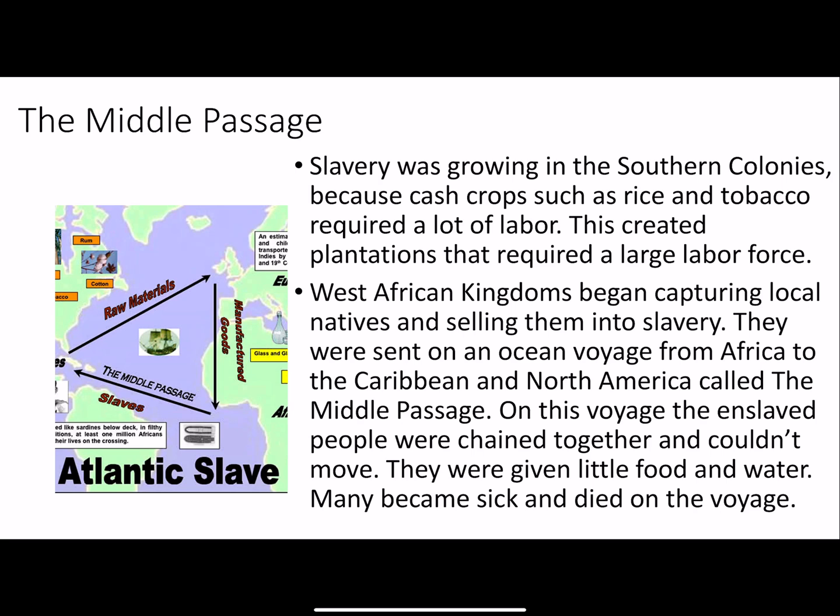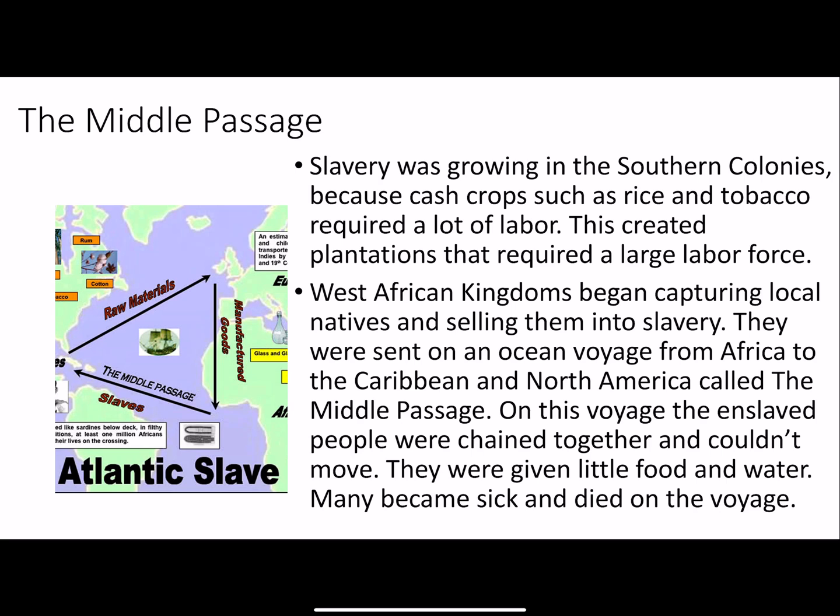So slavery was growing in the southern colonies because cash crops such as rice and tobacco required a lot of labor. This created plantations that required a large labor force. So as America was growing, and we just talked about the three different groups of colonies, in the South, as crop demand started going up, we needed more production. They needed more workers.